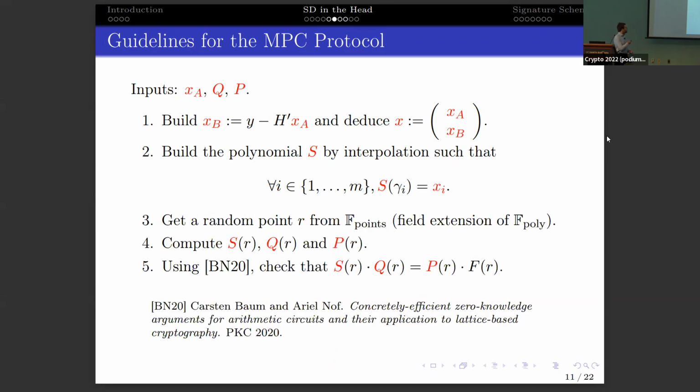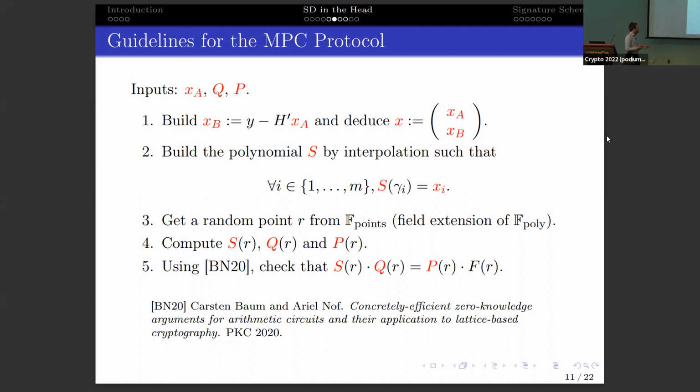The parties involved in the multi-party computation will get a common random point R, sampled from a field extension of the field where the polynomials live. Then we compute the evaluations of S, Q, and P at this point R. Finally, we use the sacrificing technique from the BN20 protocol to check the wanted relation evaluated at the point R. That is the protocol we use in our work.